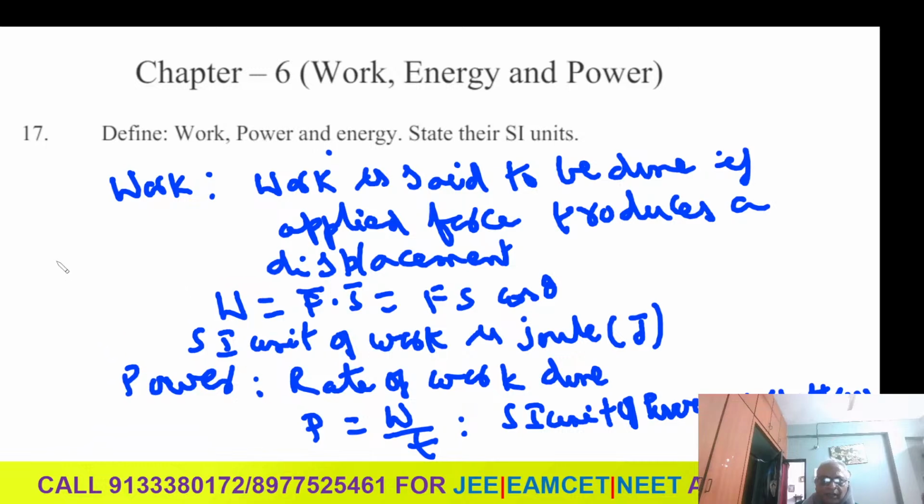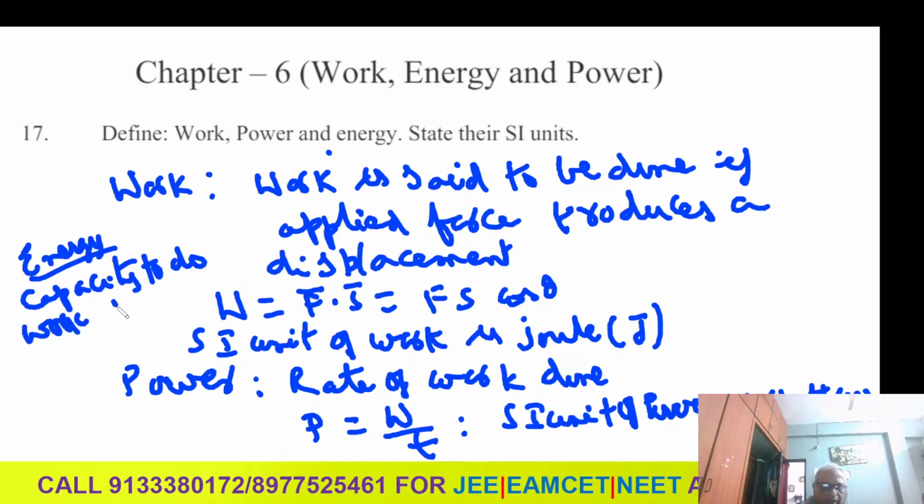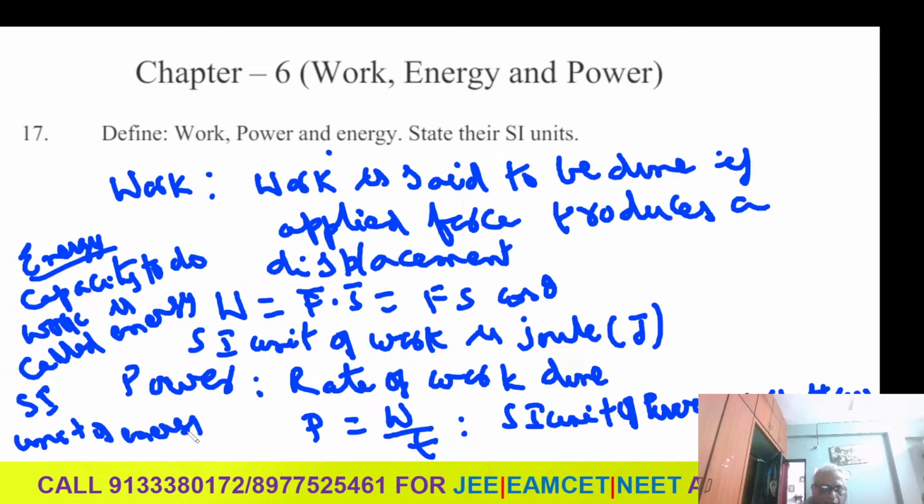One more definition I am writing here, energy. Energy is the capacity to do work. Any machine, like a drilling machine, has capacity. So capacity to do work is called energy. Work and energy are the same in this sense. SI unit of energy is also joule. J means joule. This is the first question.